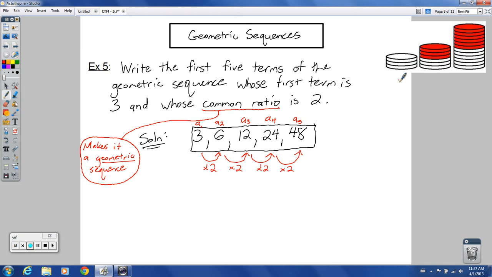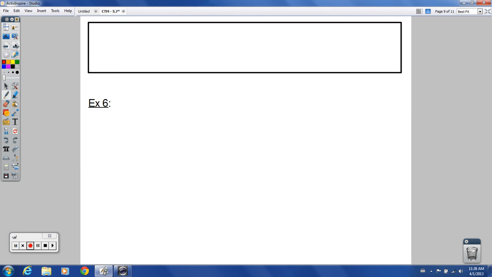And for those of you that are visual and like to see visual things, this is 3 right here. If I multiply that by 2, you don't have to write this part down, but multiply by 2 and you get 6, and that's what it's showing here. It doubled the stack. Multiply this by 2 and you get 12, and so on. If you just didn't have enough room for 24 and 48, it's going to get bigger a lot quicker than the arithmetic sequences. I keep saying series, but sequences instead.